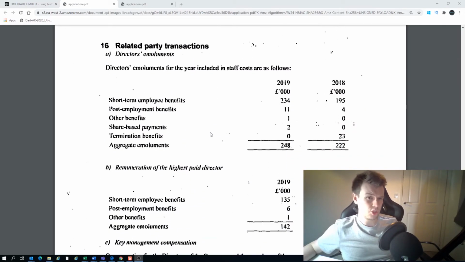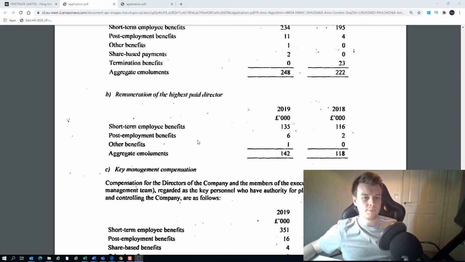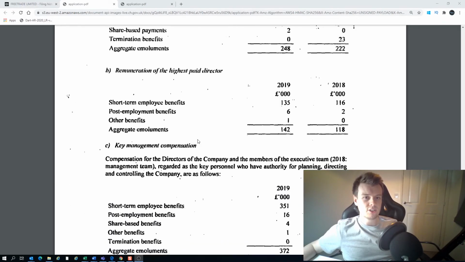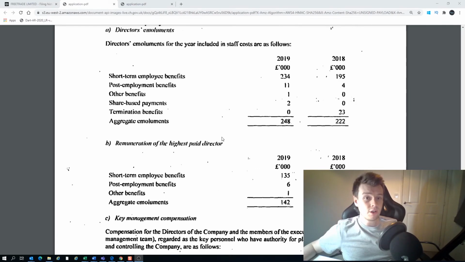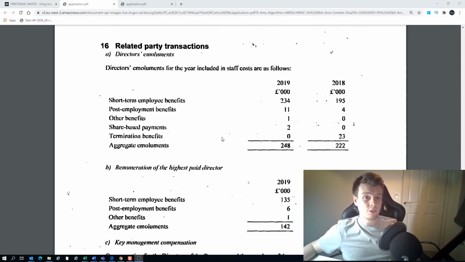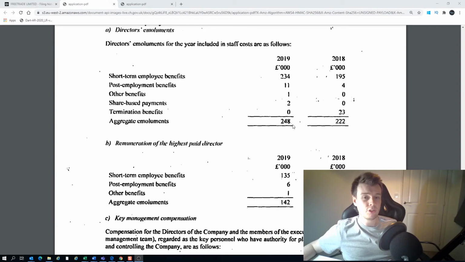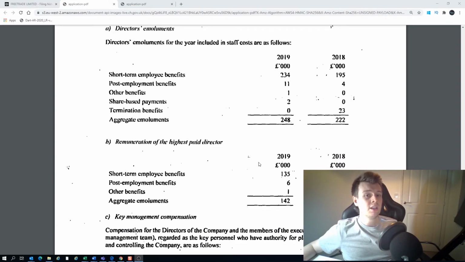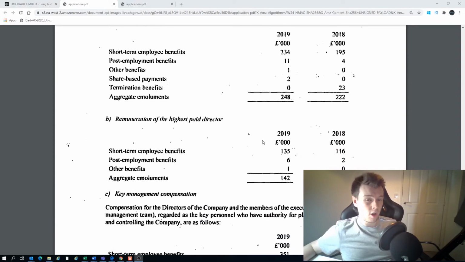You then get what's called related party transactions, which are basically transactions that have happened where effectively the director has maybe bought something from a company that he's also a director for, or done something with other entities that he is a director for. We can also find out some more information around the remuneration of these directors. So we can find out about how much the total pay for the directors was. We can find out what the total pay for the highest paid director was.